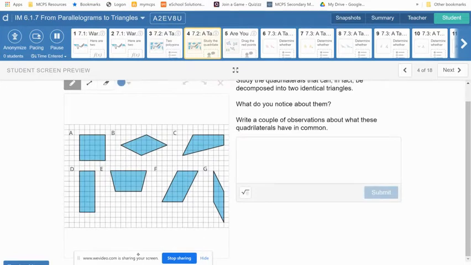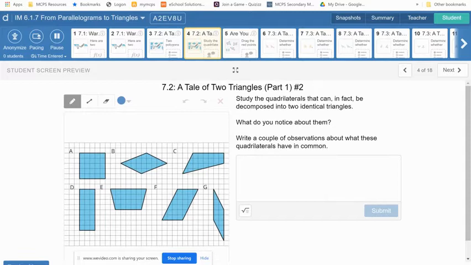Next. Study the quadrilaterals that can, in fact, be decomposed into 2 identical triangles. What do you notice about them? Write a couple of observations about what these quadrilaterals have in common. So since we know that A works, I'm going to cross out C. Actually, no, I'm not. Let's keep them. We know A worked, B worked, D worked, F worked, so did G. But C and E did not.